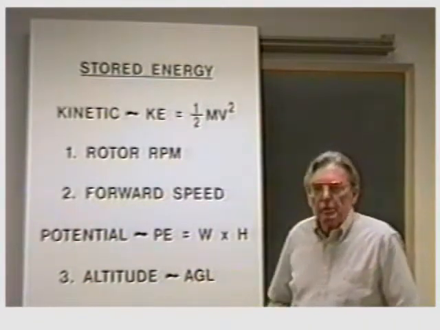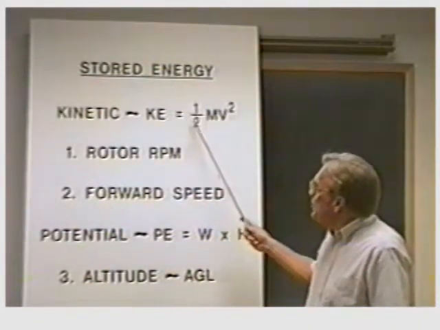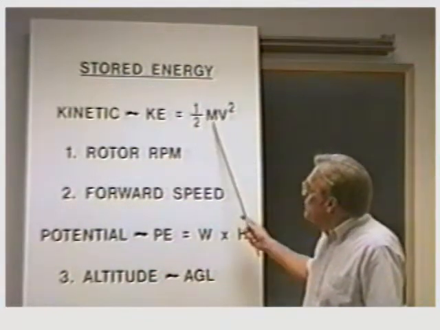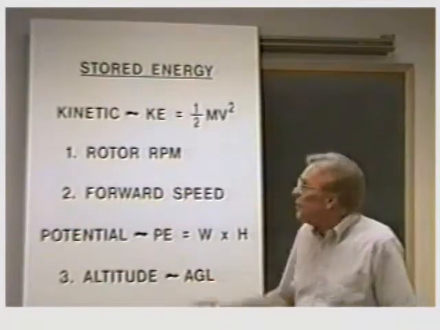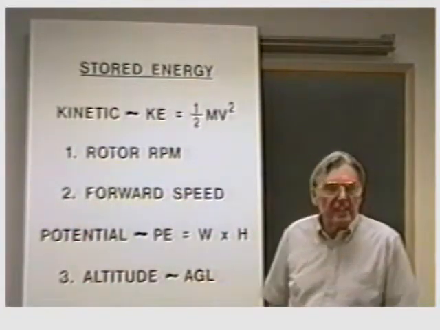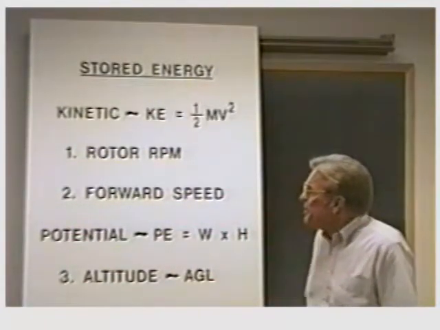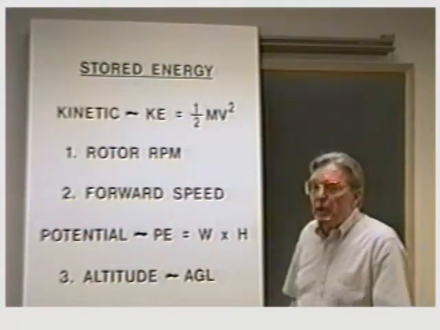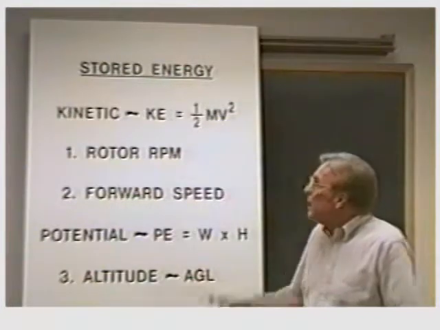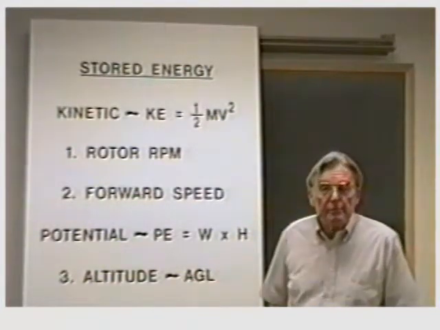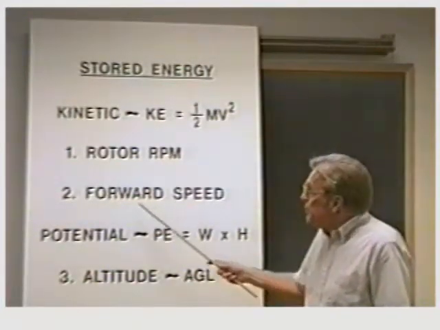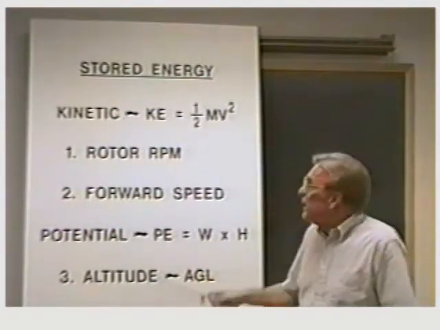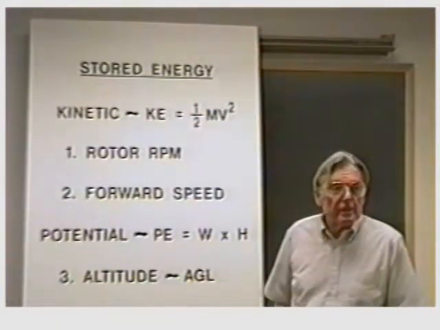And if you remember your high school physics, kinetic energy is just equal to 1/2 mv squared, where m is the mass or the weight of the object, v is its speed or velocity. For instance, in the case of the rotor RPM energy, the m is the weight of the rotor blades and their tip weights, and the v is the RPM. In the case of your forward flight speed, the m is the weight of the helicopter, and v is the forward flight speed of the helicopter.